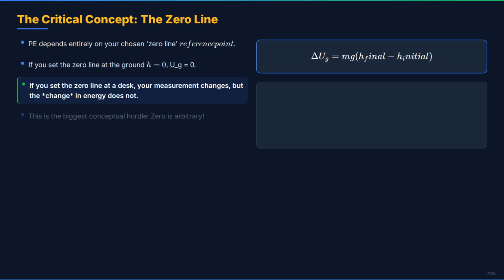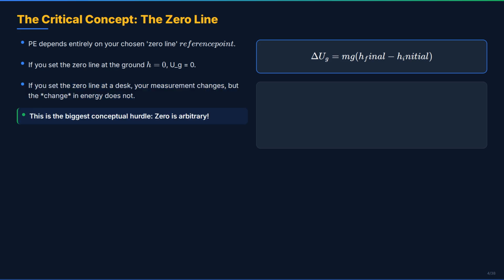What if we set the zero line at the top of the bookshelf? Then the book's initial PE is now the new 0, and we calculate the change from there. The answer for the change stays the same. The key takeaway is that the change in potential energy, delta U, is what matters, not the absolute value.